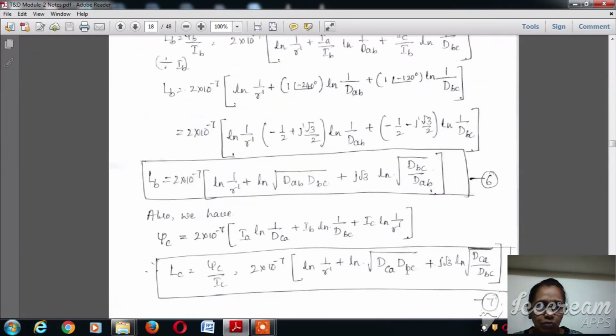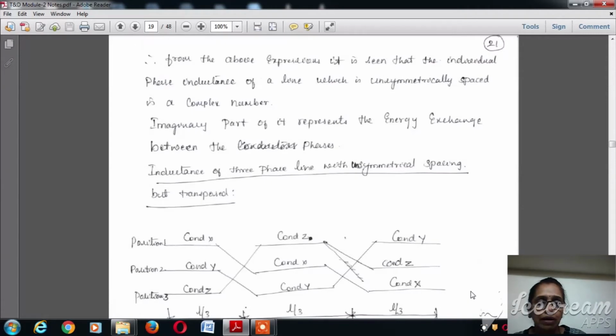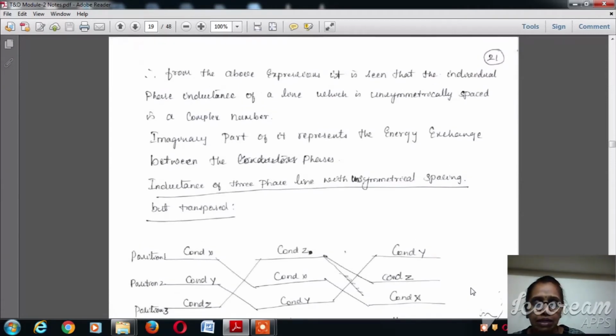Simplify the expression, expressing IB and IA in terms of IC, then we are going to get LC equal to psi c divided by IC, which is 2 into 10 to the power minus 7 multiplied by ln of 1 divided by R dash plus ln square root of dCA into dBC, plus j into root 3 ln square root of dCA divided by dBC, since this is the C conductor. Now keep this as equation 7. So we have found out the inductance of A, B and C conductors.